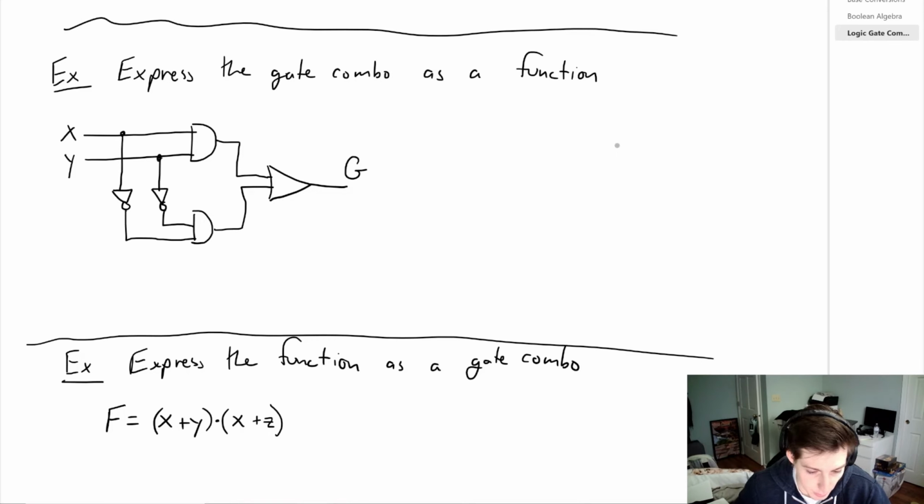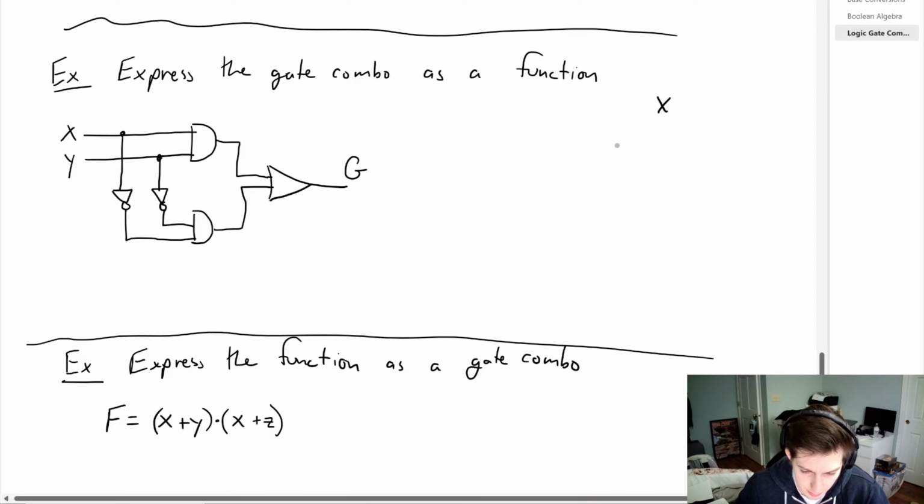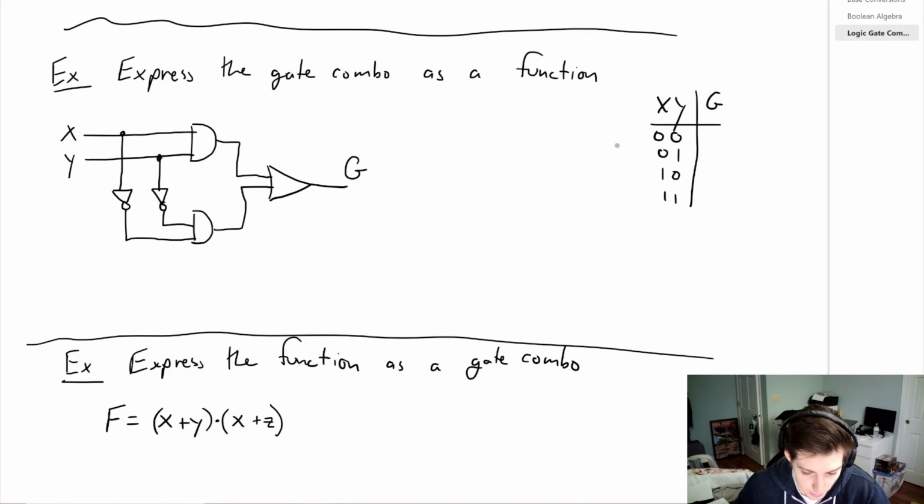And for this example, we want to express this gate combo as a function. I'm going to call that function G. So there's a few ways to think about this, but what we can do is first write out a truth table. And the brute force method would just be simply to plug in all these combinations and try to analyze this whole network of gates to see when that output is high. But we want to take a different approach.